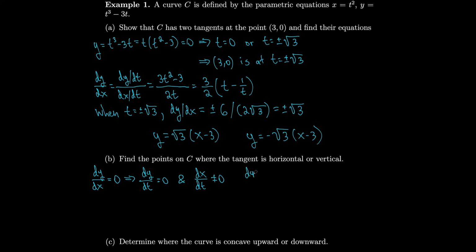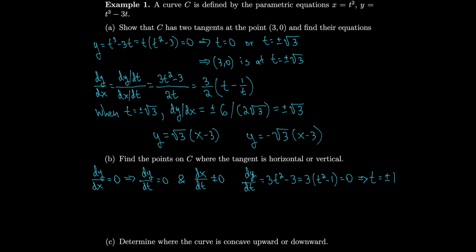So that means that we want dy/dt, which is equal to 3t squared minus 3, which we could factor out 3 to get t squared minus 1 to be equal to 0. So that happens when t is equal to plus or minus 1.